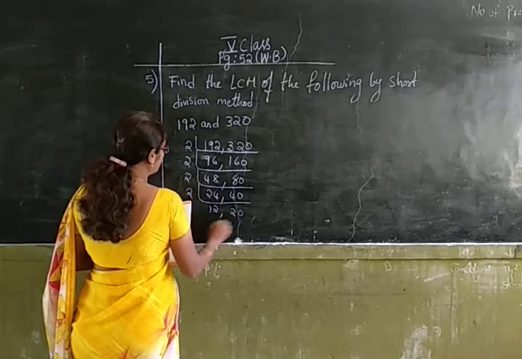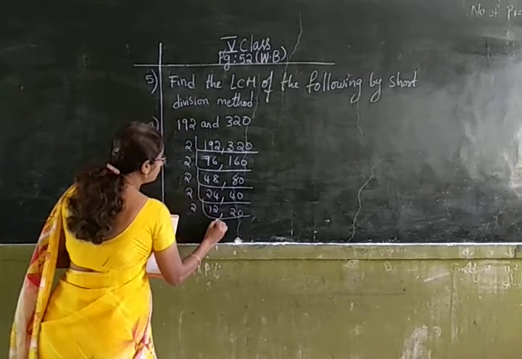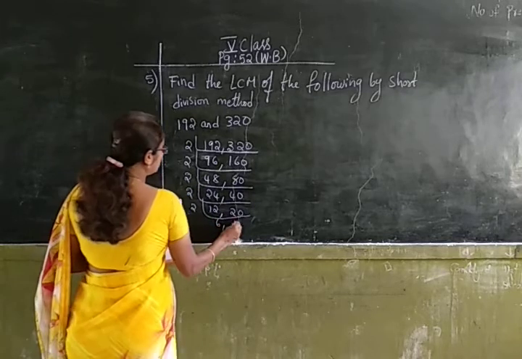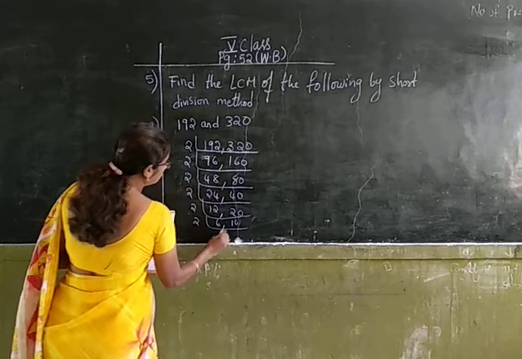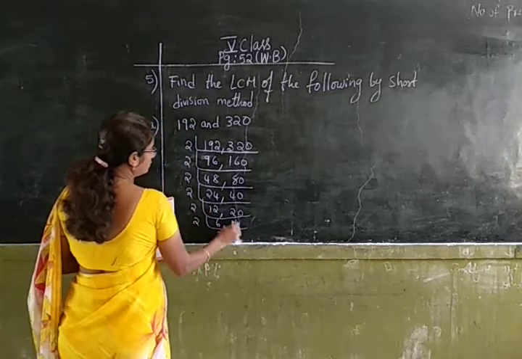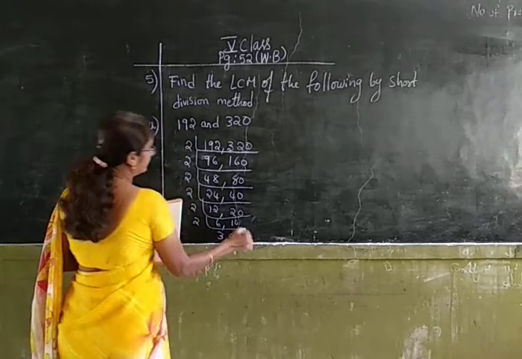2 goes in 40 20 times. 2 goes in 12 6 times. 2 goes in 20 10 times. 2 goes in 6 3 times. 2 goes in 10 5 times.